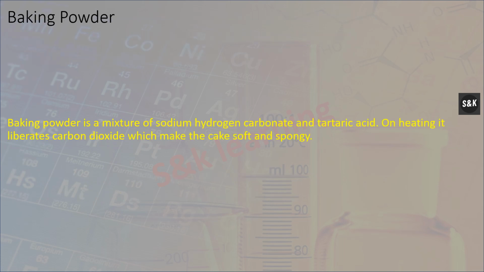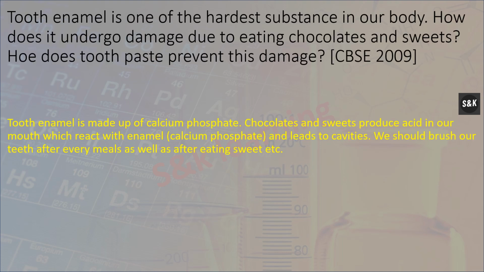Baking powder. Baking powder is a mixture of sodium hydrogen carbonate and tartaric acid. On heating, it liberates carbon dioxide, which makes the cake soft and spongy.